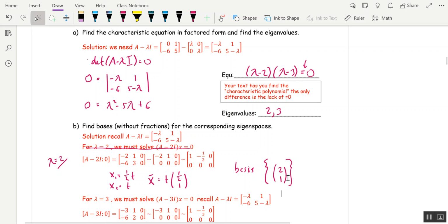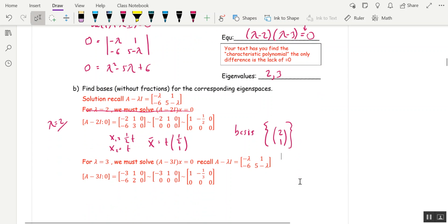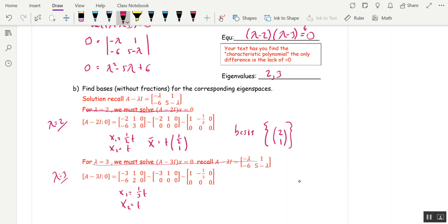So that's exciting. Okay, now lambda equals 3. You could skip this first. If you're writing down your solution, you can skip all that. Just write lambda equals 3. I'm going to reduce A minus 3I augmented with 0, which I went ahead and did. x2 is t. x1 is a third t. So a basis without fractions, if I take t equal to 3, I get 1, 3. Bam, I'm done. Okay.